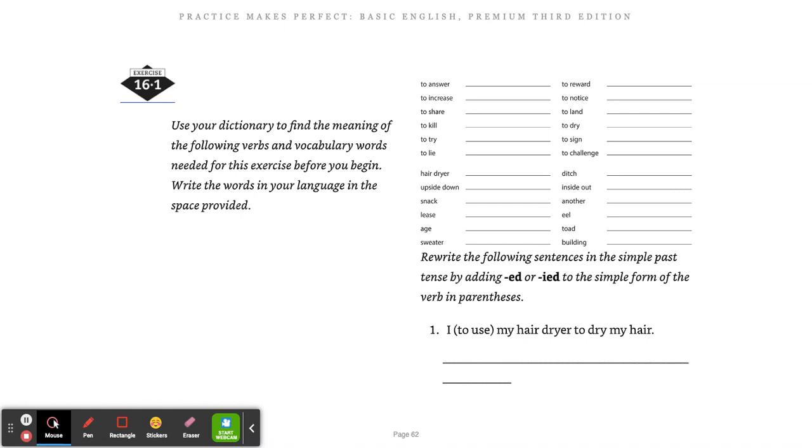Let's look at a few examples. Number one, the simple verb is to use. My hair dryer to dry my hair. To change this to the simple past tense, we would take the verb use and add d. I used my hair dryer to dry my hair.